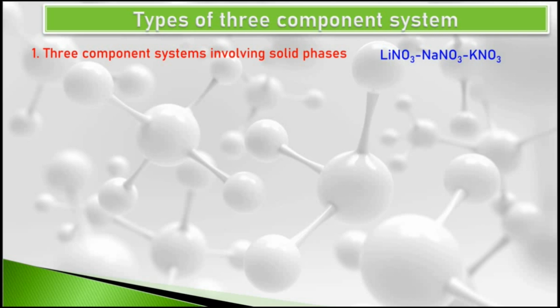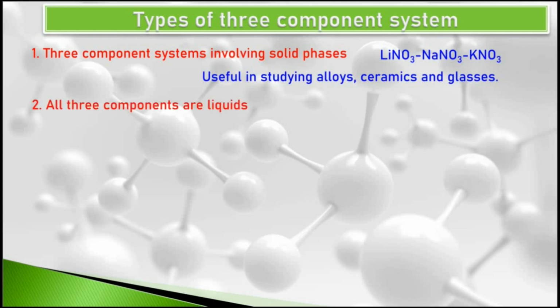It is a simple three-component system where the components are mutually completely miscible in the liquid phase, and the solids that separate out during cooling do not form solid solutions, but each pair of solids forms a eutectic mixture. This type of three-component system is useful in studying alloys, ceramics, and glasses. But our main focus is on the second type, where all three components are liquids.